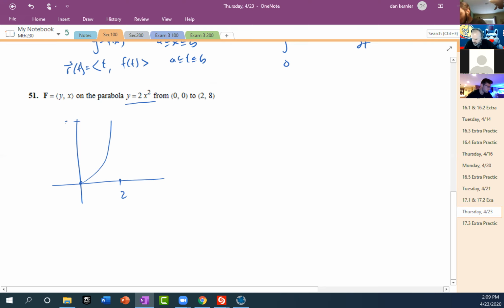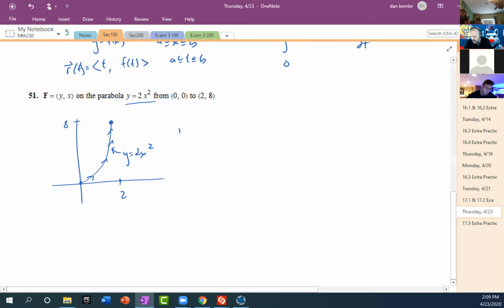So, a very detailed sketch here. This is y equals 2x squared. You can kind of draw the field here. This is not a radial field, because I was thinking xy, but they've switched it to yx. It's a little bit harder to draw. Maybe I'll pull up Maple. But the question is, how much work is done by this force field moving an object from (0, 0) to (2, 8)?